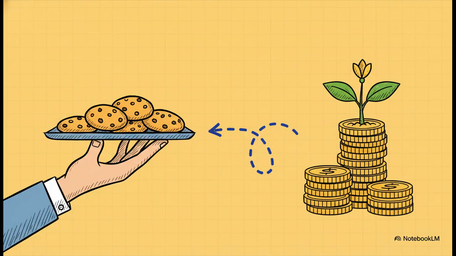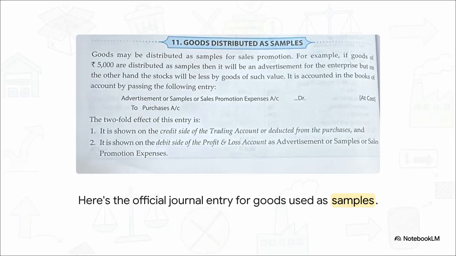So, picture this. The bakery hands out 5,000 rupees worth of amazing cookies. Now, it might feel like you just lost a bunch of product, but from an accounting point of view, it's not a loss at all. It's actually an investment. It's a marketing expense. So how do we record this? You can see the official entry right here.